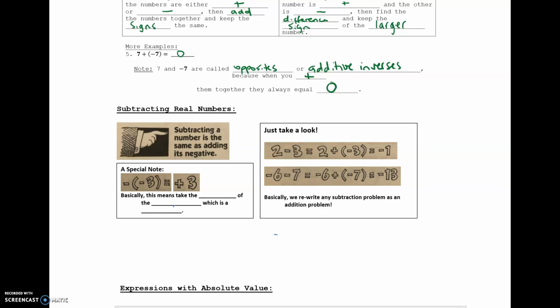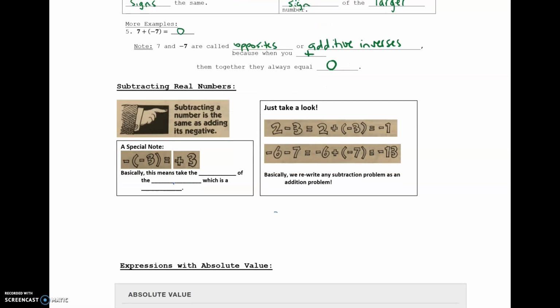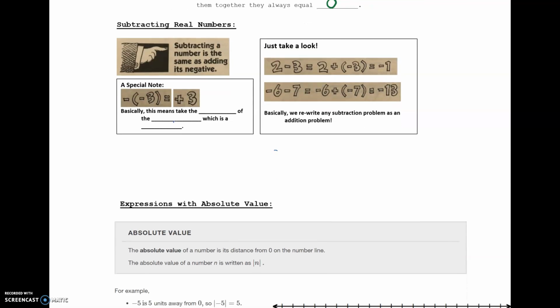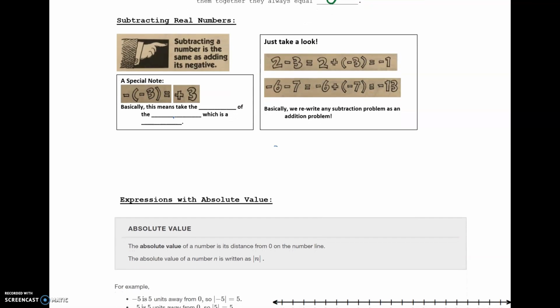One's positive, one's negative. Now, let's talk about subtracting real numbers. So subtracting a number is the same as adding its negative. So if we take a look at my first example over here, 2 minus 3, I could rewrite that as 2 plus a -3.